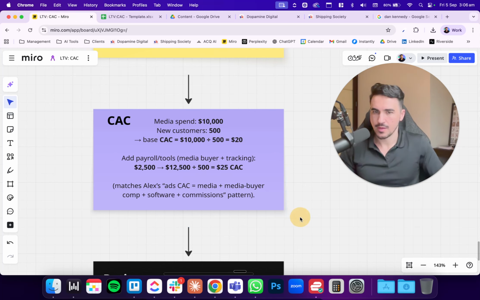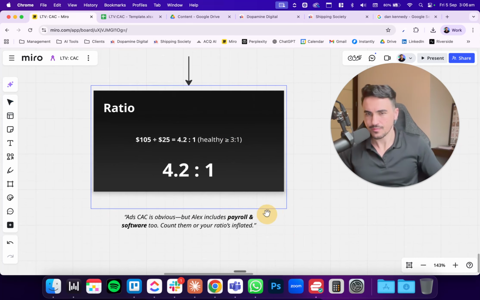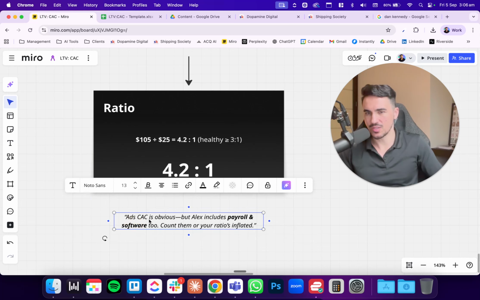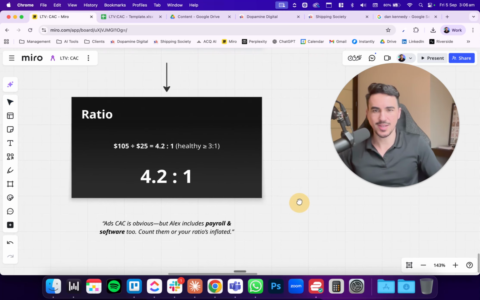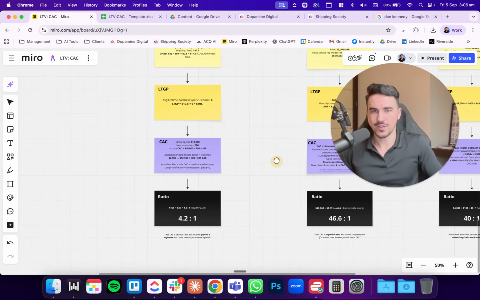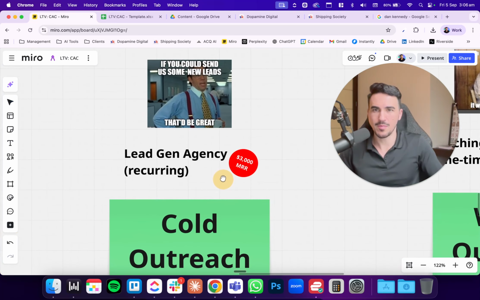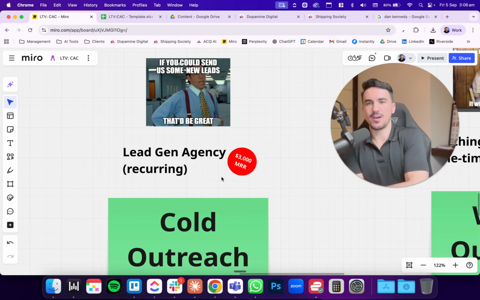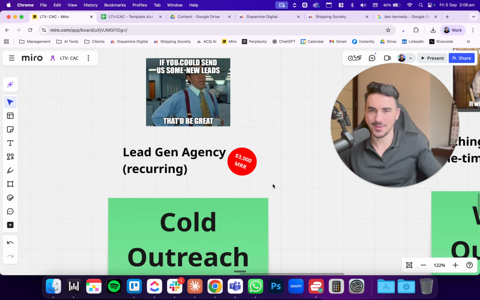And then at the end of that, we can extrapolate this ratio, 4.2 to 1. Very healthy. Now, the cost of acquiring a customer with ads is pretty obvious. Alex always includes payroll and software, so count them in your calculations. Otherwise, your ratios are going to look inflated. And then you can be one of these drop shippers who says that they make $800,000 a month, but really their margins are 5%, and they go home with nothing.